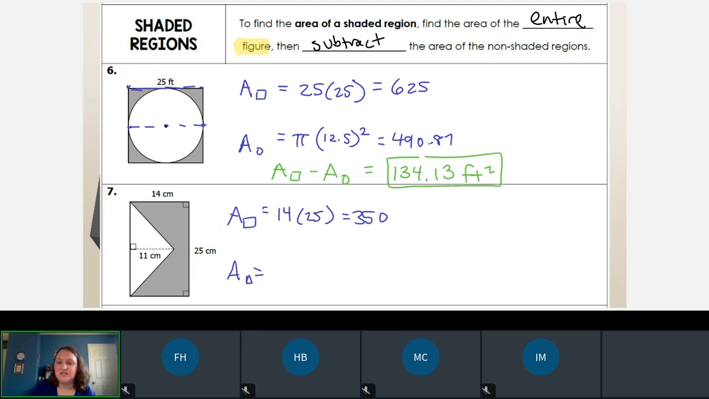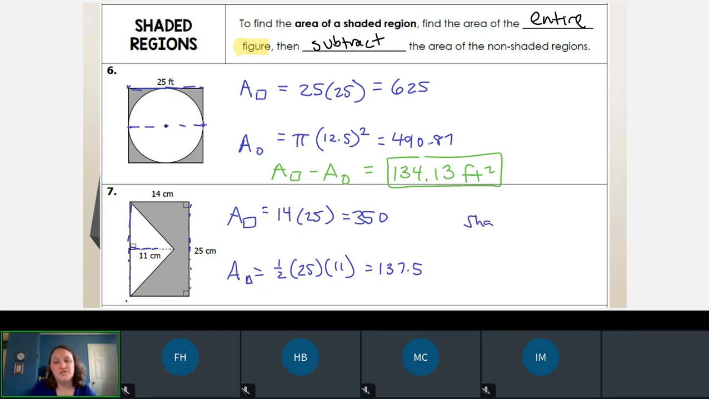You look at a formula sheet. The area of a triangle is 1/2 base times height. The base here isn't labeled, but we know what it is because it's a rectangle. These two lengths have to be the same. So this is 25. The height of my triangle is perpendicular to that base. That's 11. So the area of the triangle is 137.5.